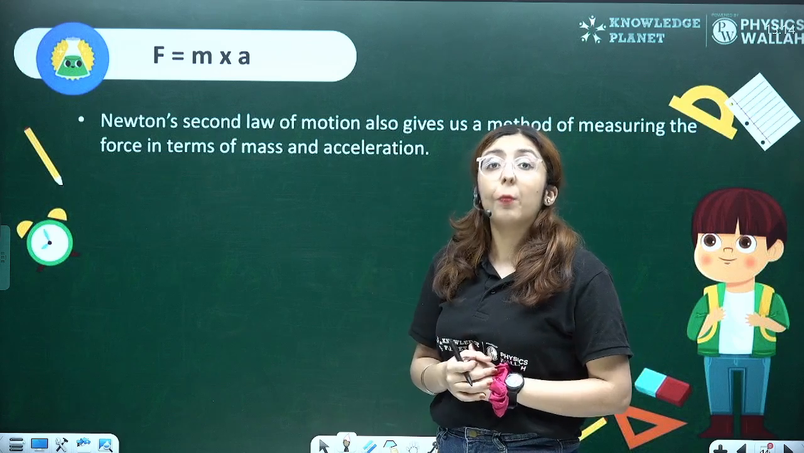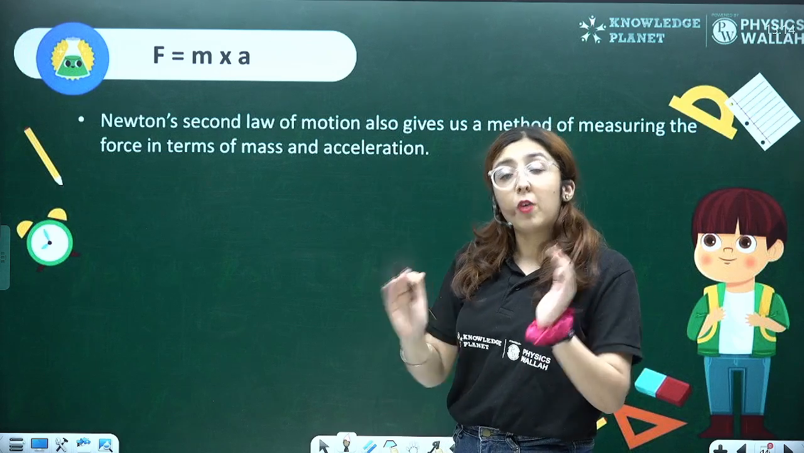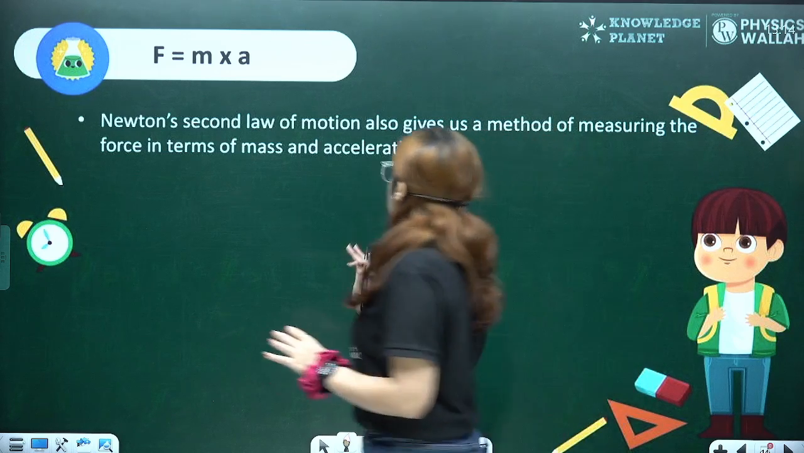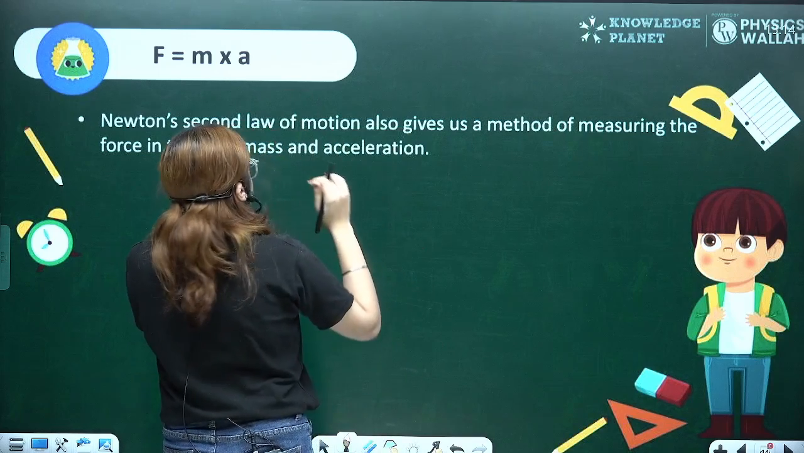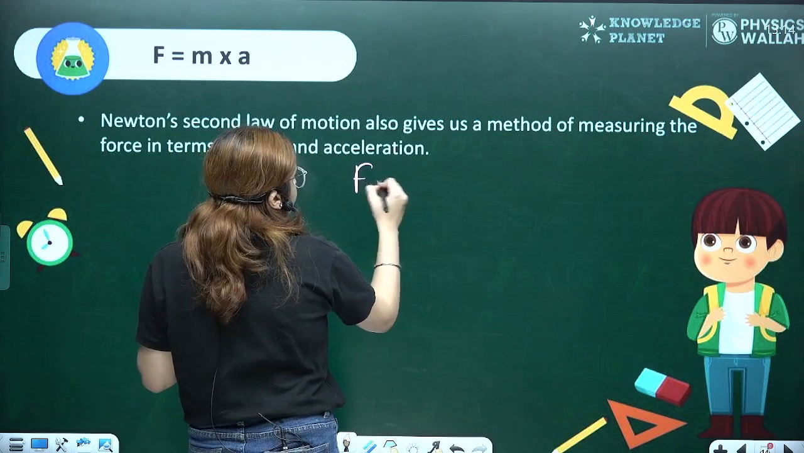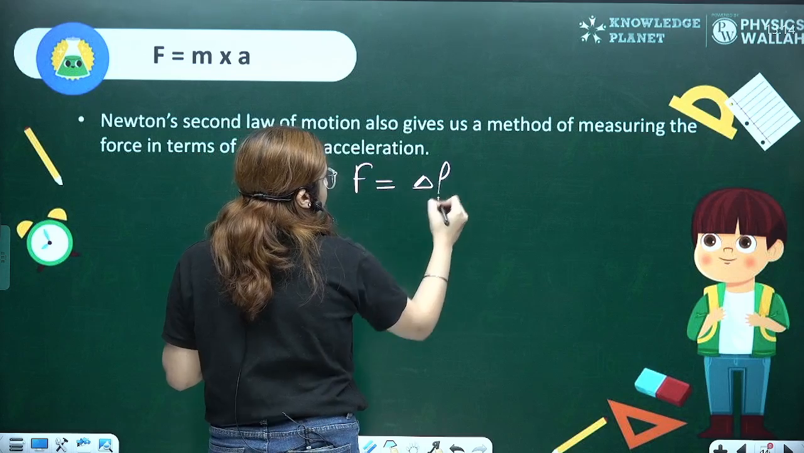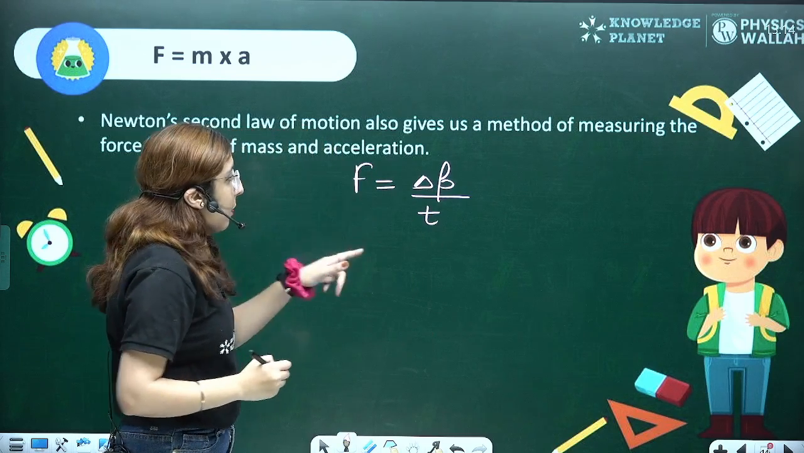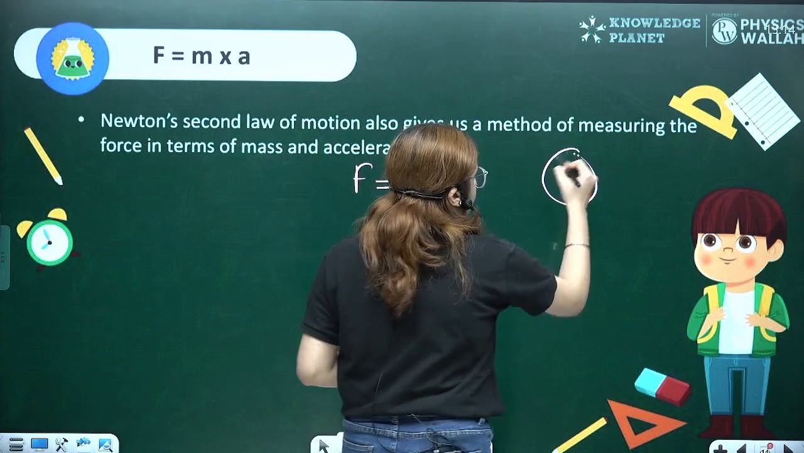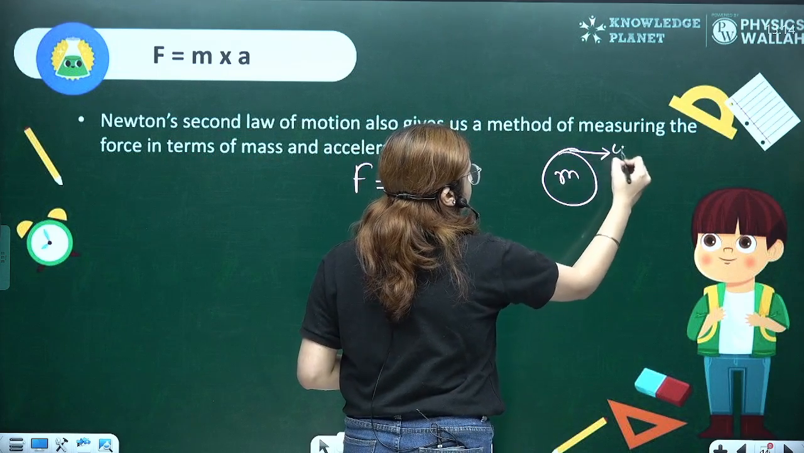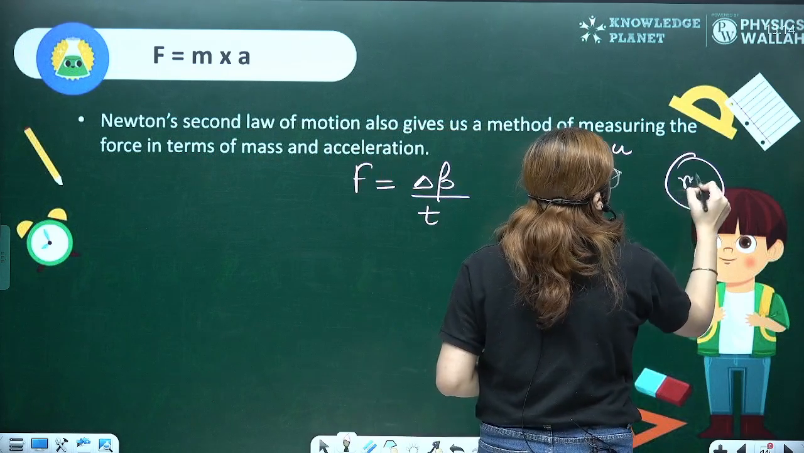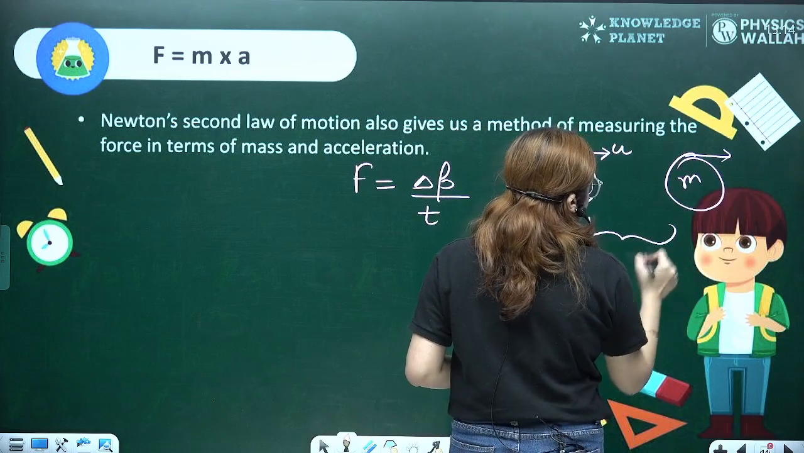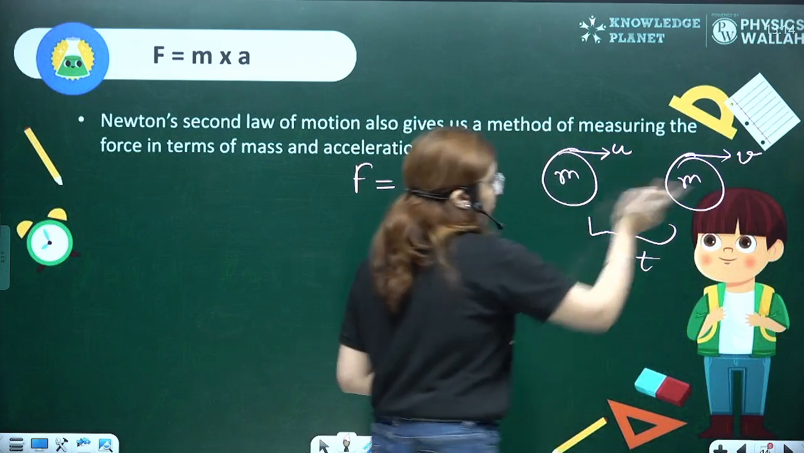How did this come into the picture? This came into the picture from Newton's second law only. Have a look. This only gave us the method. What does the second law tell you? Rate of change of momentum by time. So if I tell you that this is my mass m of the body moving with velocity u, now in time t the velocity changes to v.